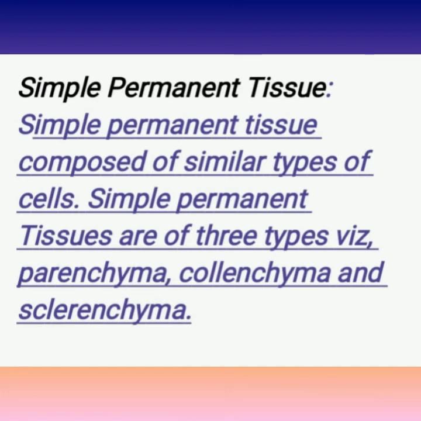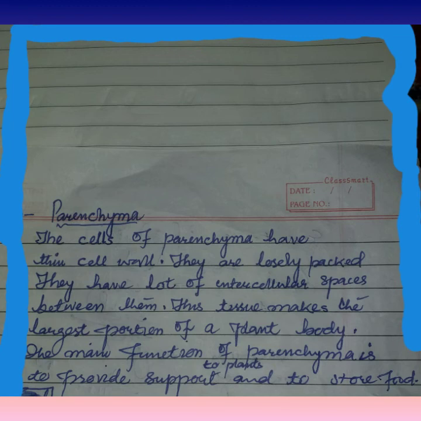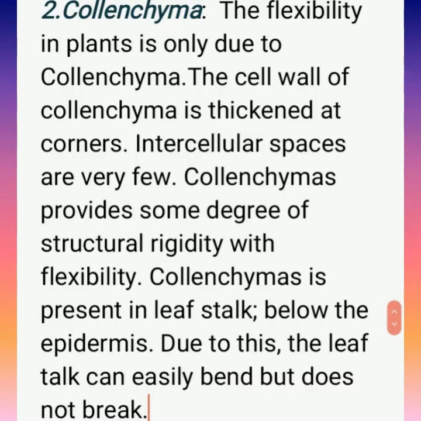In parenchyma, they have lot of intercellular spaces, but in case of collenchyma, there is very little intercellular space, and in the third one, that is sclerenchyma, intercellular space is totally absent.